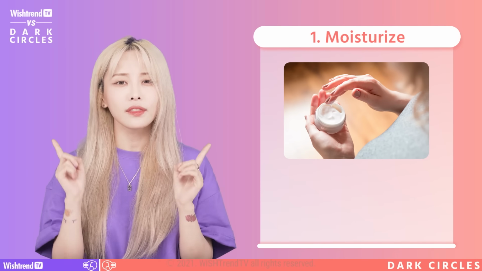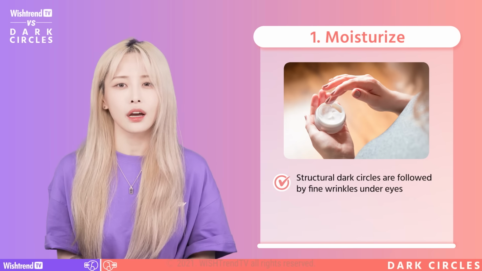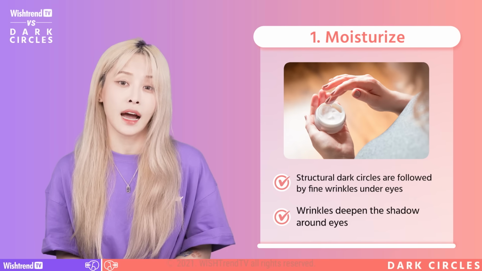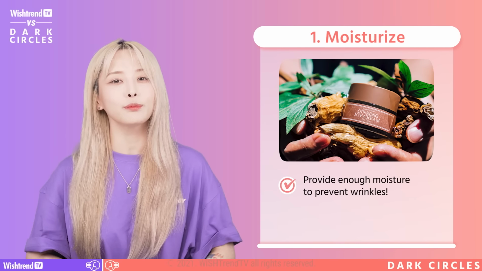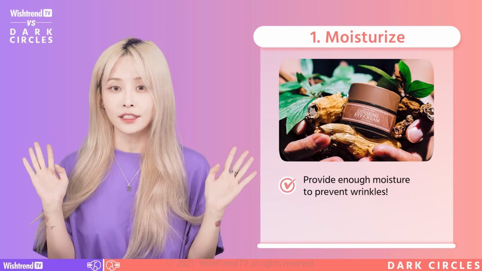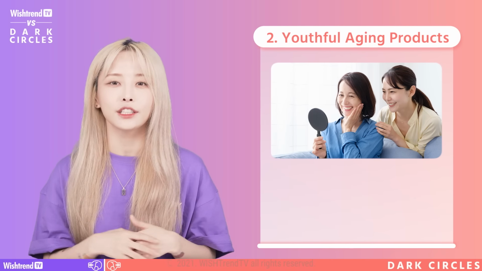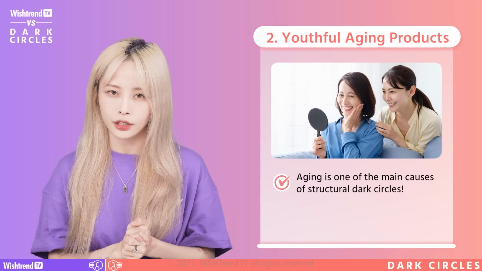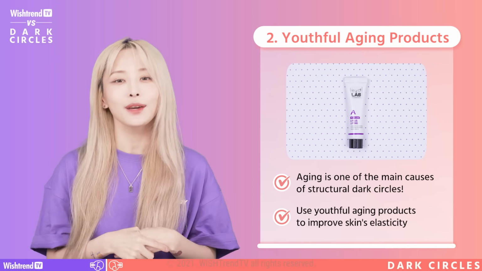The most important thing to do is keeping your skin moisturized. Structural dark circles usually come with fine wrinkles under the eyes, and these wrinkles will make the shadows under the eyes darker. So, by providing enough moisture to these areas, you can prevent and improve the fine wrinkles. We'll find out what ingredients are effective on wrinkles in the next round. The next tip is to use youthful aging products. As much as aging is one of the main causes of structural dark circles, using youthful aging products to effectively improve your skin's elasticity will help.